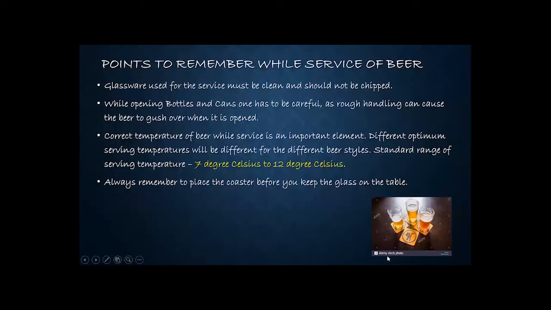Points to remember while service of beer. Glassware used for service must be clean and should not be chipped. While opening bottles and cans, one has to be careful as rough handling can cause the beer to gush over when it is open. Correct temperature of beer while service is an important element. Depending on the different styles of beer, the temperatures may vary. However, a standard range of serving temperature can be 7 degrees Celsius to 12 degrees Celsius.